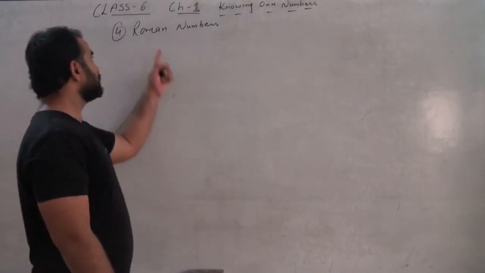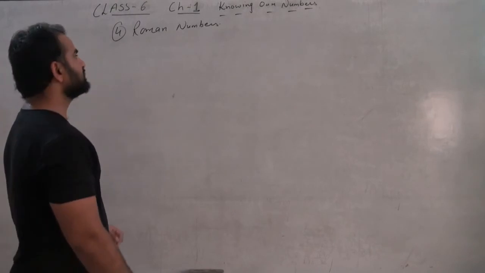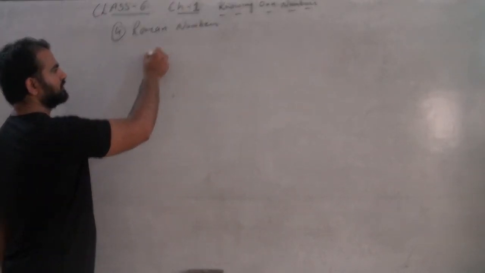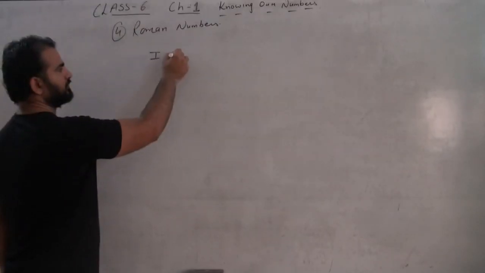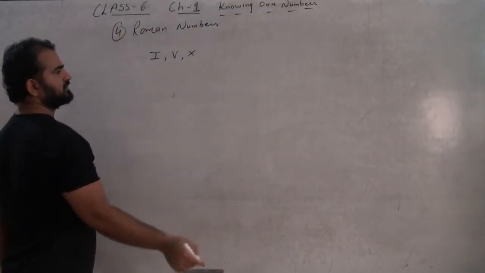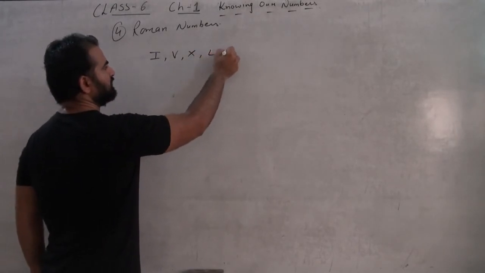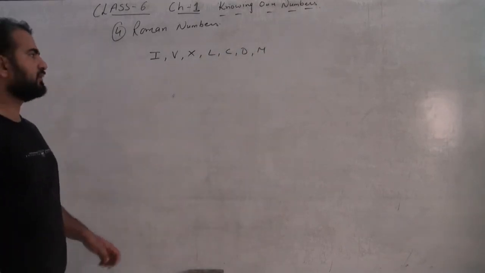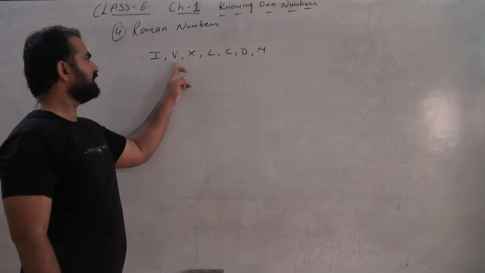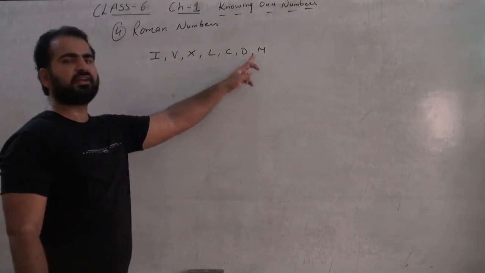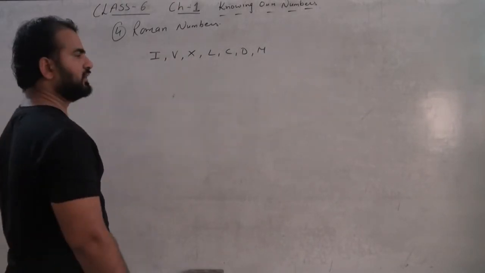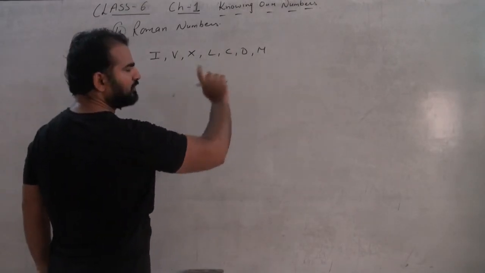Next topic is Roman numbers. So class, we will use alphabets to write out the numbers. Okay. So those alphabets are I, V, X, L, C, D and M. Okay. So we will use I, V, X, L, C, D and M to write numbers up to thousands. To write numbers up to 1000 we will use up to M.